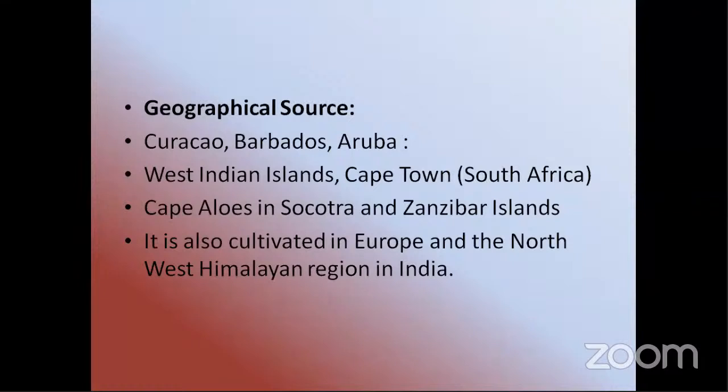Aloe is mainly indigenous to eastern and southern Africa, mainly grown in Cape Town, Zanzibar, and the islands of Socotra. It is also found in Europe, the Caribbean islands, and many parts of India. Mainly in India, it is found in the northwest Himalayan region.